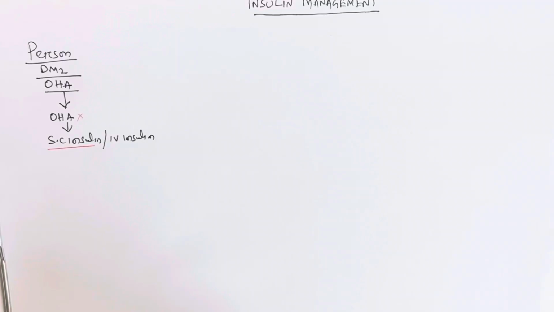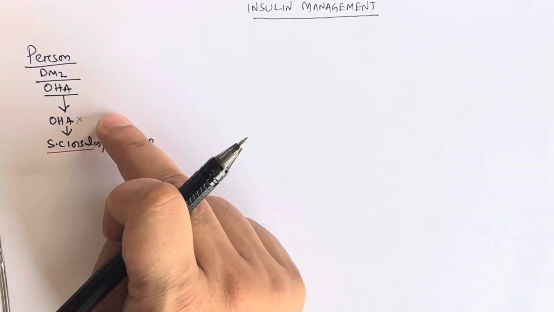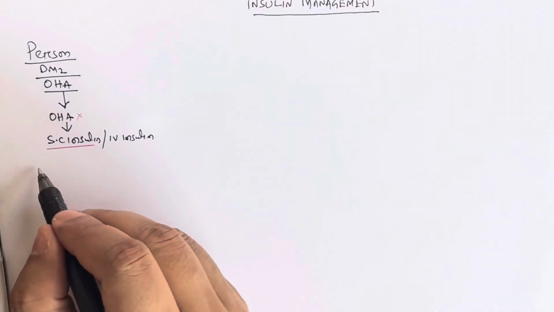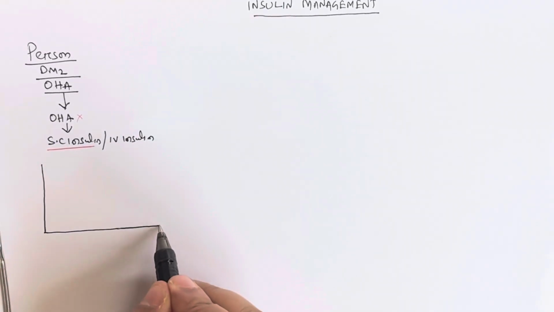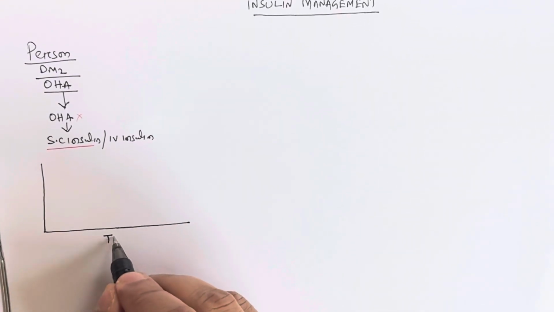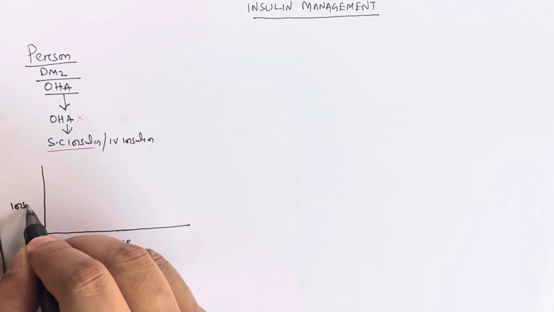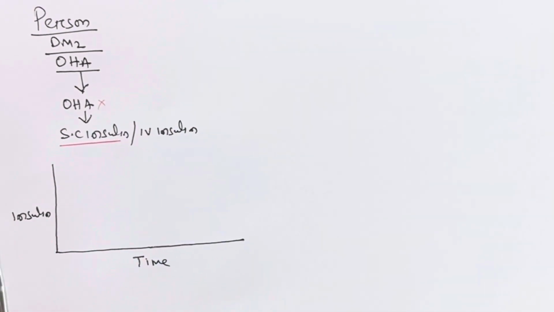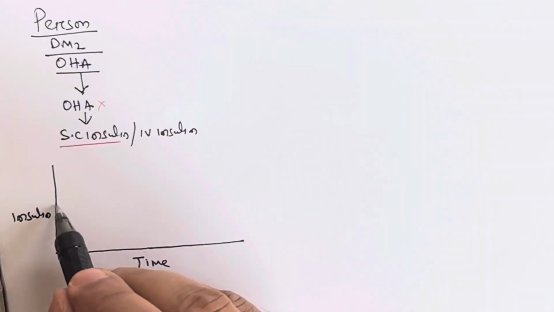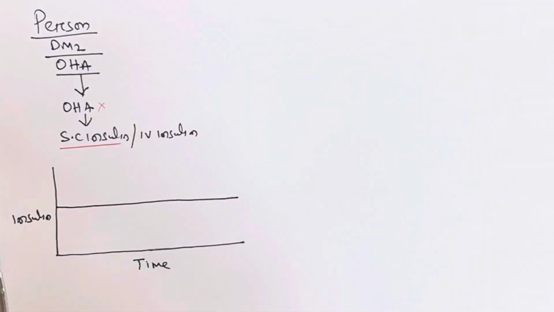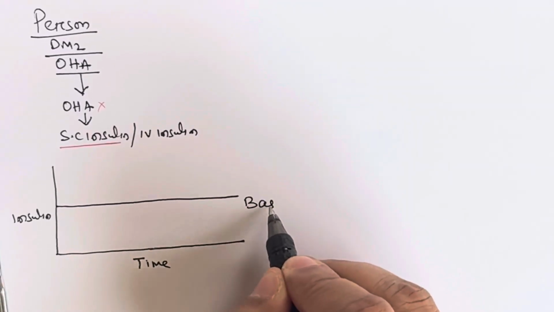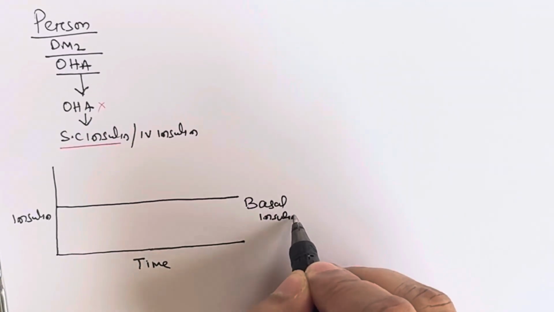Before going to discuss the insulin part, we have to understand the physiology of insulin inside our body. So let us learn that. This is time, this is insulin. At any point in our body, we have a basal insulin going on. And this insulin is essential to maintain a constant level of blood sugar in the blood. Especially the fasting blood sugar is maintained by this insulin. This is called basal insulin.